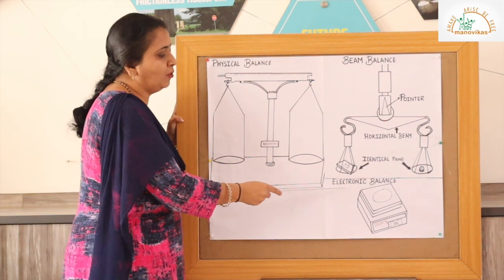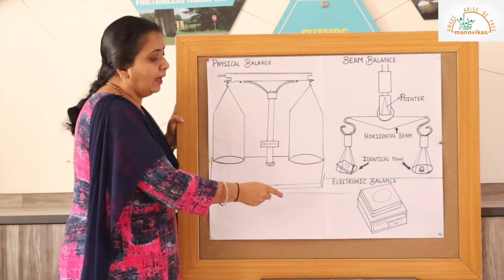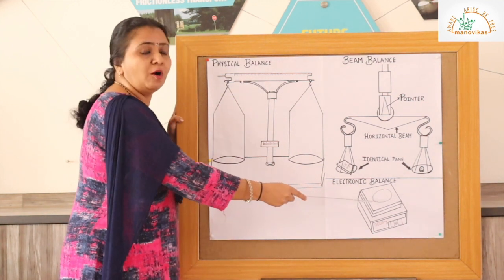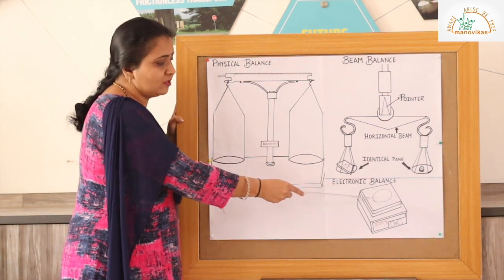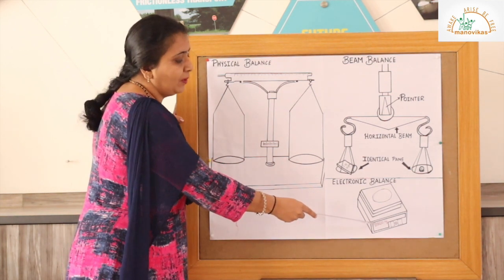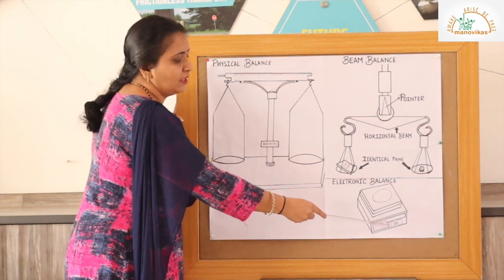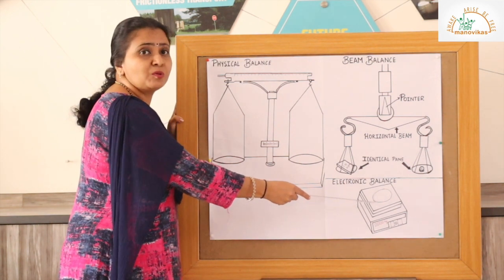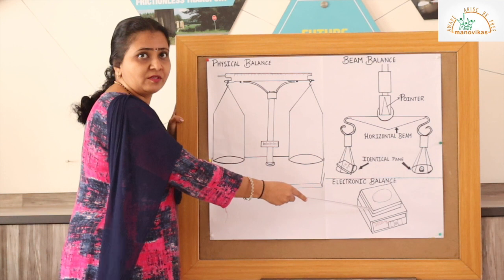Now let us see about electronic balance. Electronic balance has a pan where the object to be measured is placed. Once the object is placed, the readings will be shown on the digital display. So this type of balance is used by the shopkeepers nowadays.